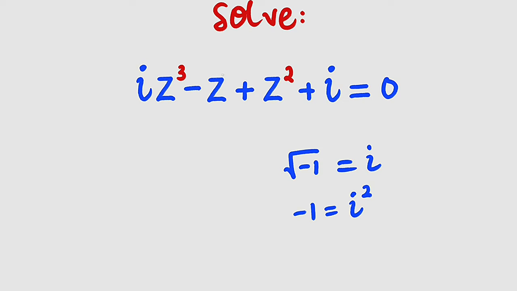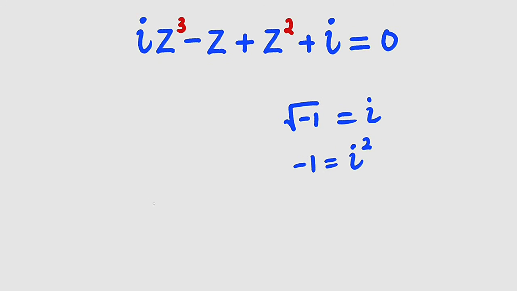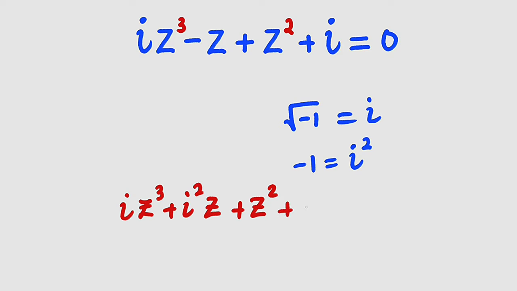So you can see we have a coefficient of z here to be negative 1, and hence we can replace it with i squared. So let's do that. Therefore, our equation becomes iz to the third power. Then instead of minus 1, we have i squared, then z, plus z squared plus i, the whole of this equal to 0.